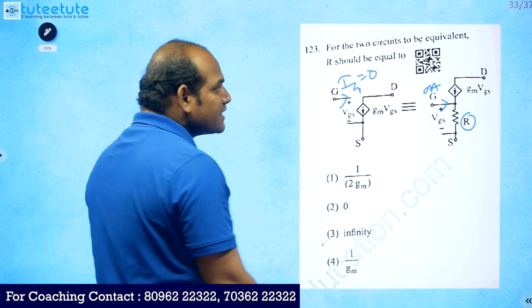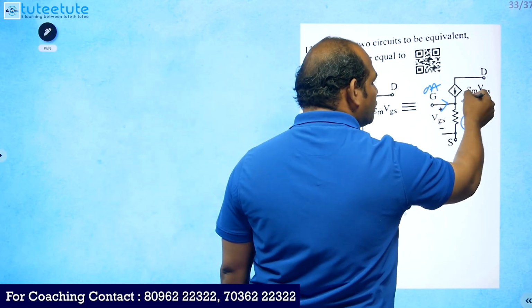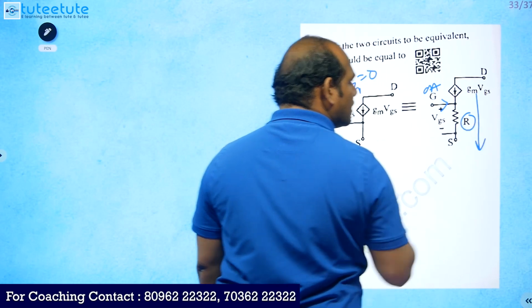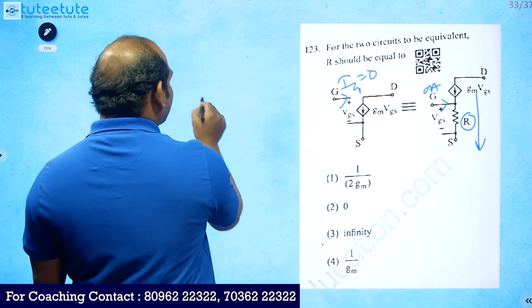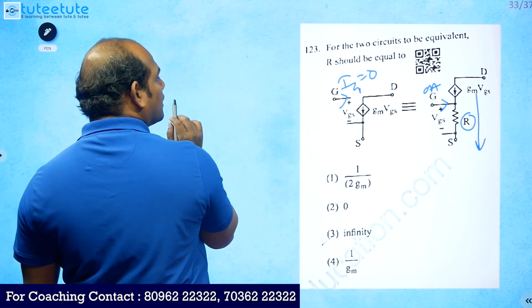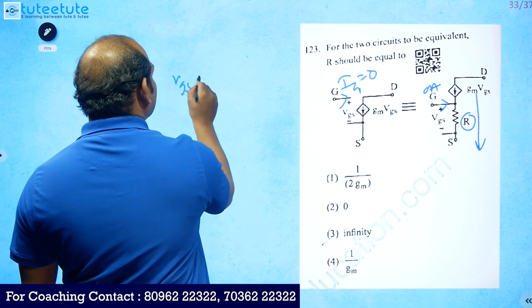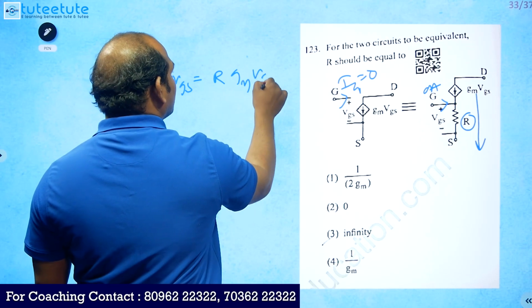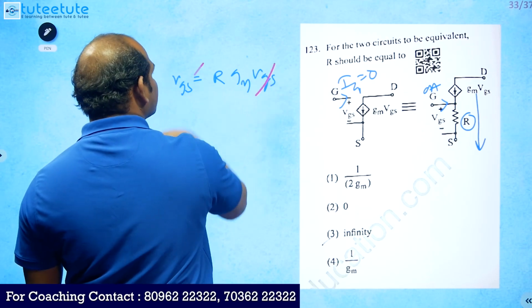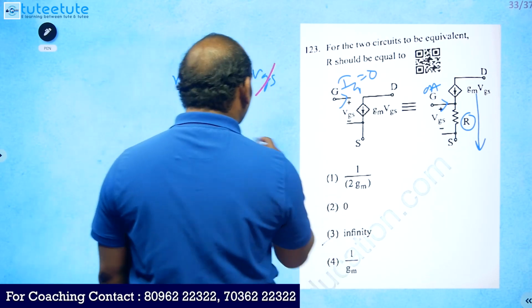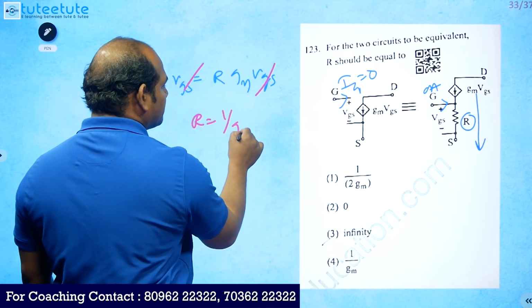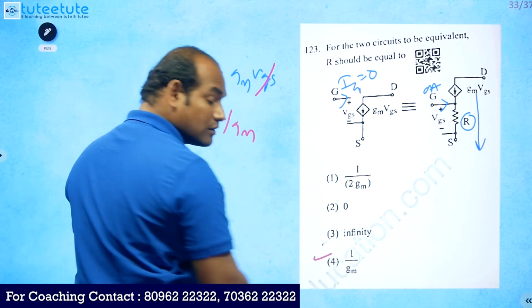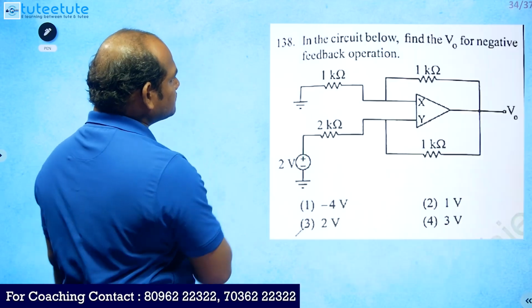That means whatever current is there, Gm into Vgs, this current is flowing through like this. So when this current is flowing across R, how much voltage will we get? That is Vgs, which is equal to R into Gm into Vgs. So this Vgs will be cancelled, and they are asking the R value. So R is equal to 1 by Gm. So we have got that particular option.